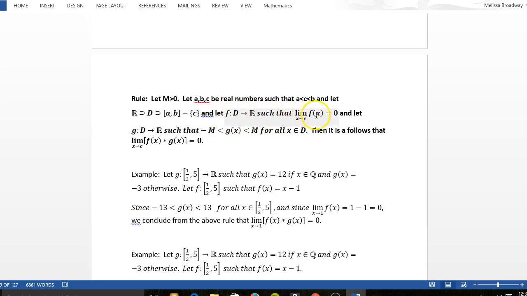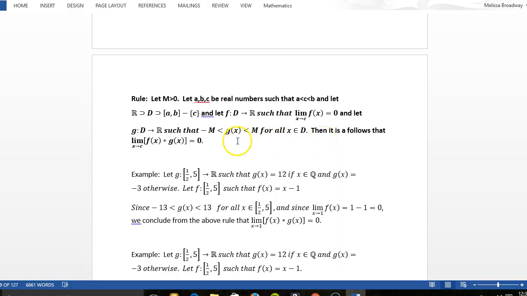f is tending to 0 as x goes to c. Now g is bounded. The absolute value of g will never go above m, because g never goes more negative than negative m, and it never goes more positive than positive m. So g is what we call bounded. It's caged between negative m and m. It's squeezed.